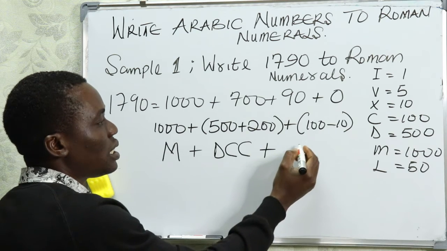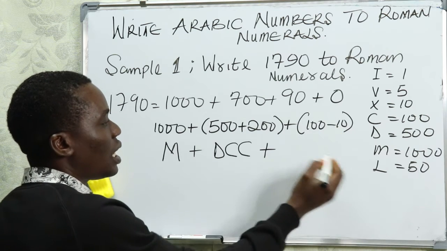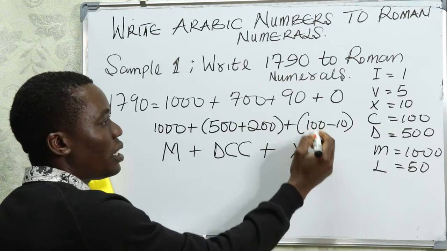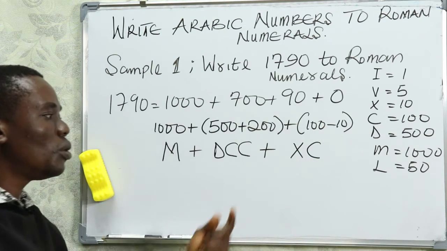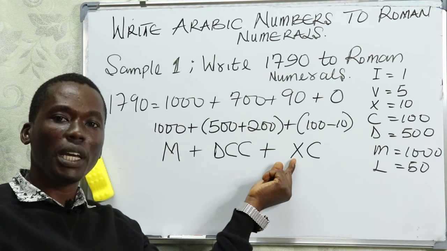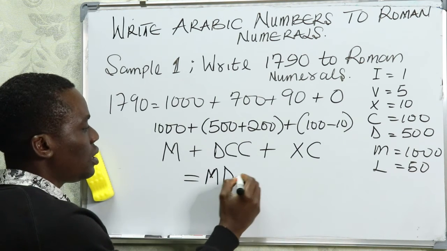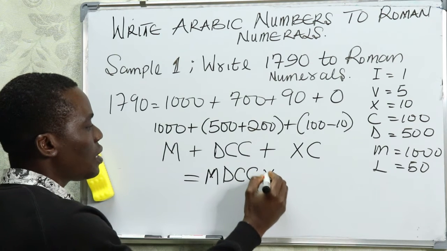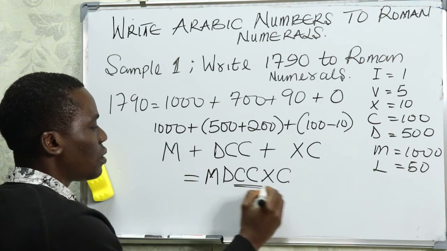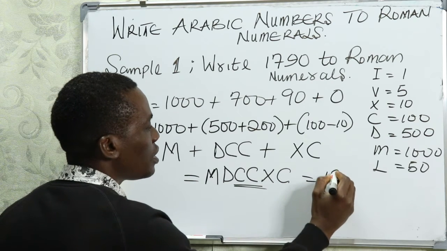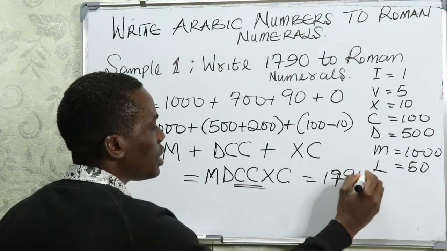So now we have 100 minus 10, which gives us 90, and the 10 is X, while the 100 is C. Do you notice that the smaller one is in front of the larger one? That is subtraction. So combine them: D, C, C, X and C. That is the Roman numeral for 1790.